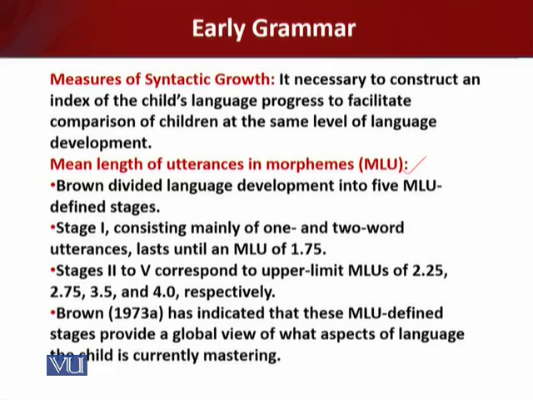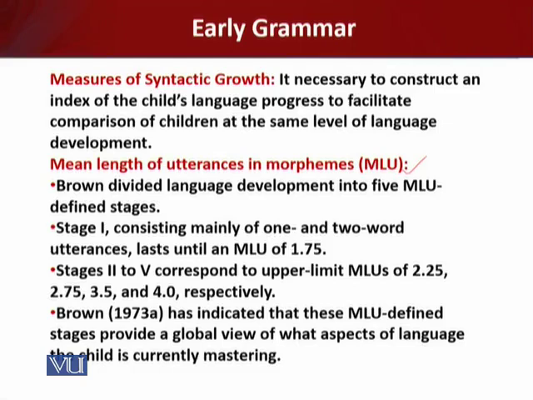So, using MLU, Brown divided language development into 5 MLU-defined stages. Stage 1, consisting mainly of 1- and 2-word utterances, lasts until an MLU of 1.5, which is the mean length of utterance in morphemes. Stages 2 to 5 correspond to upper limits of MLUs of 2.25, 2.75, 3.5, and 4 respectively.